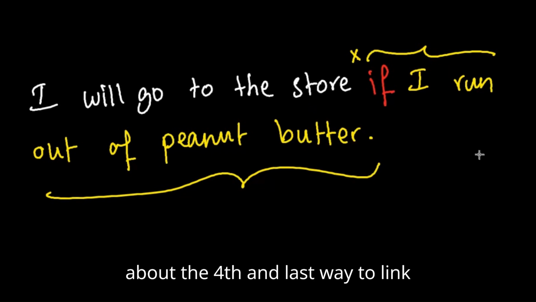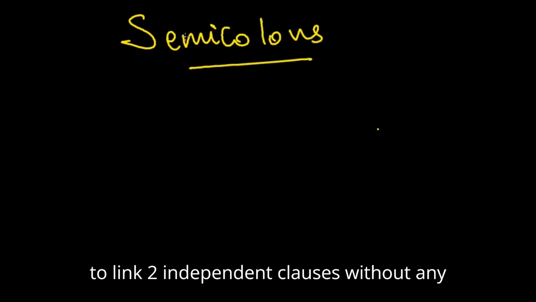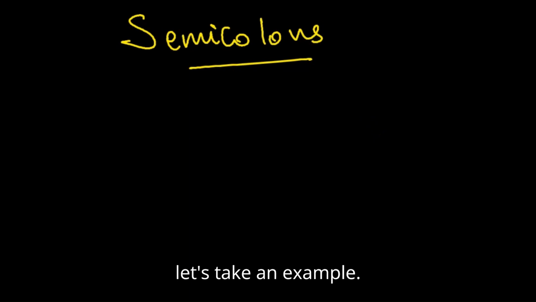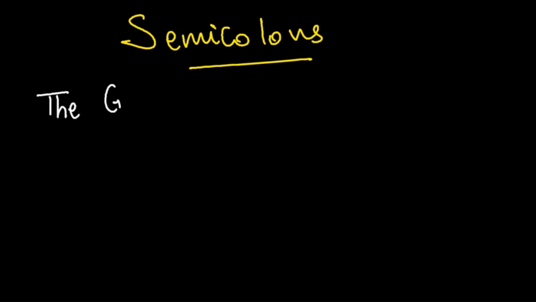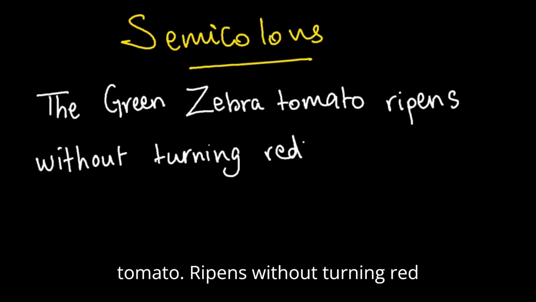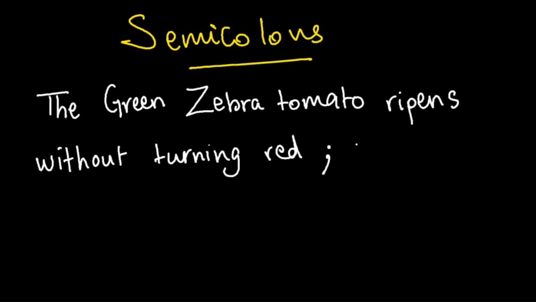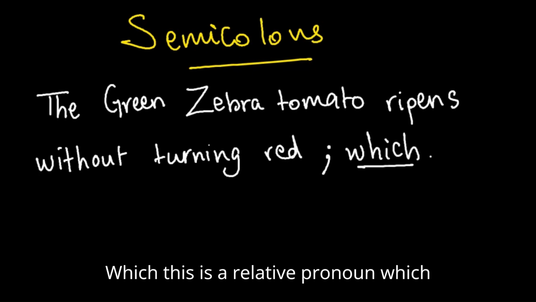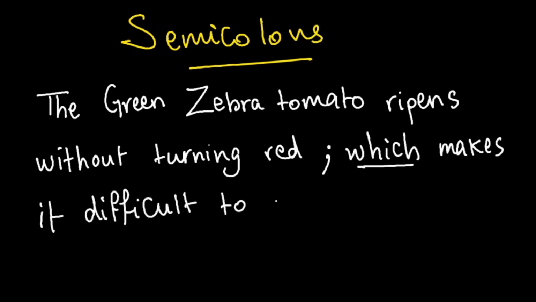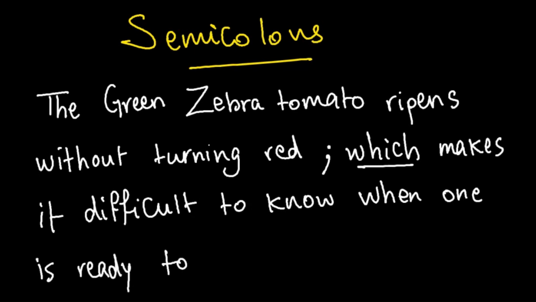Now let's talk about the fourth and last way to link clauses: semicolons. How can we use a semicolon to link two independent clauses without any conjunction? Because we can do that actually with a semicolon. Now let's take an example. The green zebra tomato ripens without turning red, and then I'm going to use a semicolon, which, this is a relative pronoun, which makes it difficult to know when one is ready to eat.